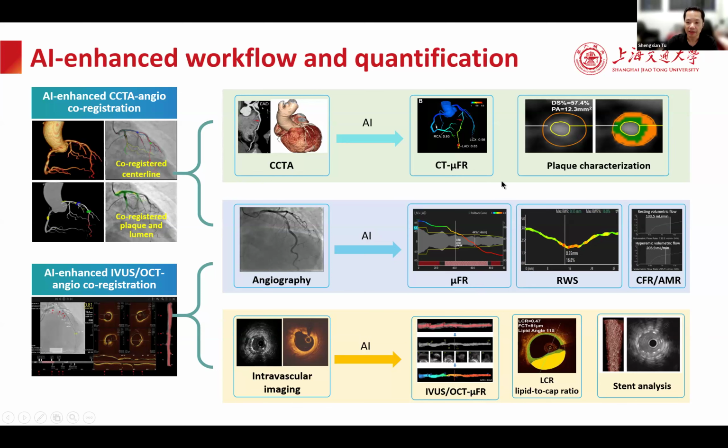From CT, we also have plaque characterization. For lesion vulnerability analysis from angio, we have radial wall strain. And we have CFR and angiographic microcirculation resistance. For intracoronary imaging, we have the lipid to cap ratio and stent analysis. Over the next 20 or 25 minutes, I'm going to go through this solution.